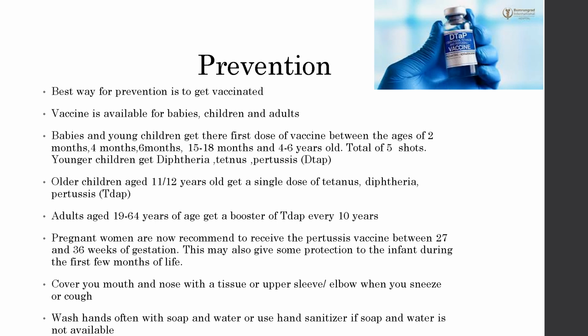diphtheria, tetanus, and pertussis, which is known as DTaP. Older children aged 11 and 12 years old get a single dose of tetanus, diphtheria, pertussis, and that is a Tdap. Adults aged 19 through 64 years of age get a booster of Tdap every 10 years. Pregnant women are now recommended to receive the vaccine between 27 and 36 weeks gestation, and this may help protect the infant during the first few months of life.